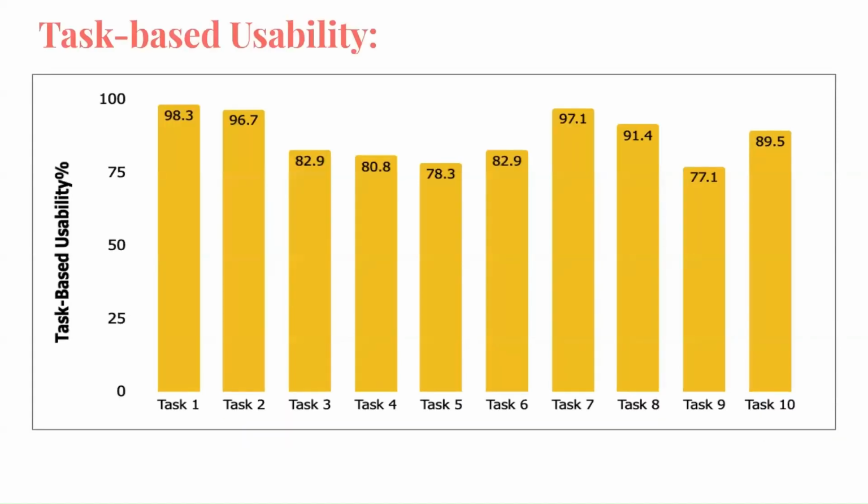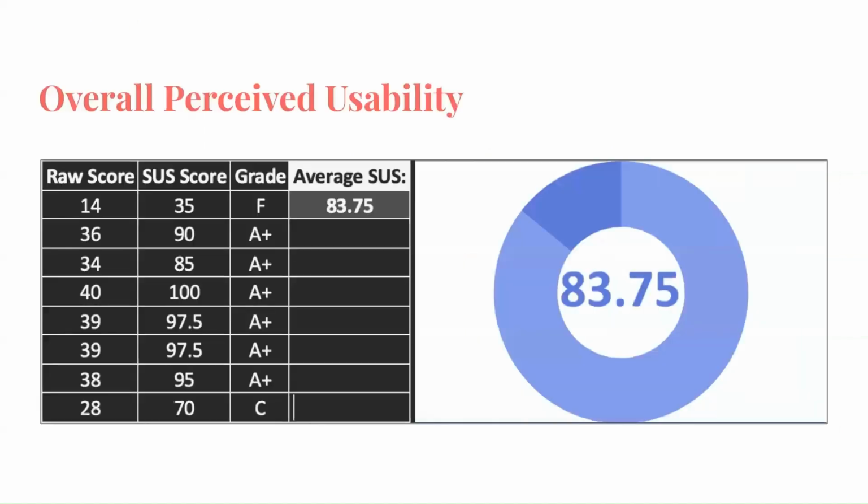And finally, here's our task-based usability, which shows how satisfied people are with their tasks. Notably, tasks 5 and 7, which are about searching for specific positions and finding the highest paying ones specifically, are a bit below the 80% threshold, so we should improve on that. Continuing on, here's our average overall perceived usability found with our System Usability Scale questionnaire, and our score was 83.75.